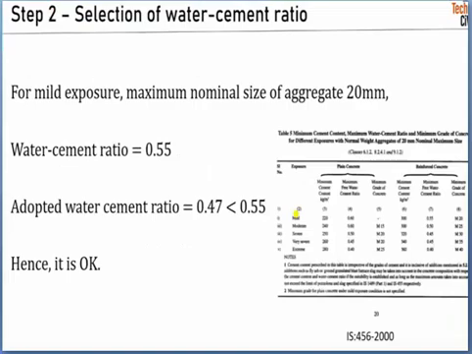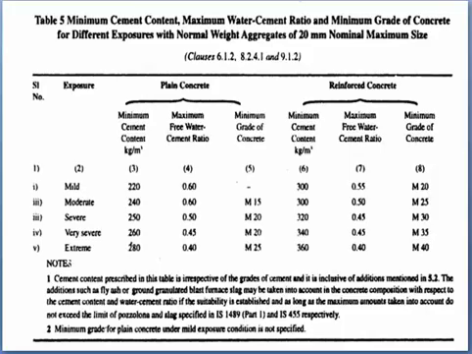Next step includes the selection of water cement ratio. So for mild exposure, as in the example we have taken the mild exposure condition, the maximum nominal size of aggregate 20 mm. So basically for the maximum nominal size of aggregate 20 mm and for the mild exposure condition, we will refer to Table 5 from IS 456 2000 and we will decide the water cement ratio. So you can see this Table 5. It is not clear over here. I will show you just now.